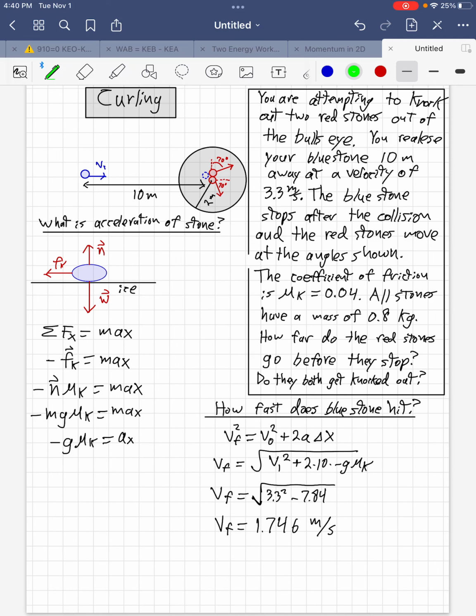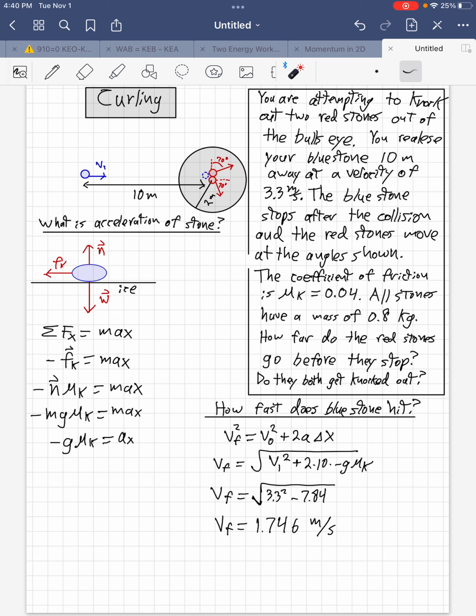I wanted to record another video of 2D momentum and actually incorporate some work and energy concepts into a 2D momentum problem, to help prepare you for the integrated assessment. You likely won't see a 2D momentum problem with work and energy. It'll probably be 1D, but let's practice both because we need to practice both anyways. So we're going to go curling.